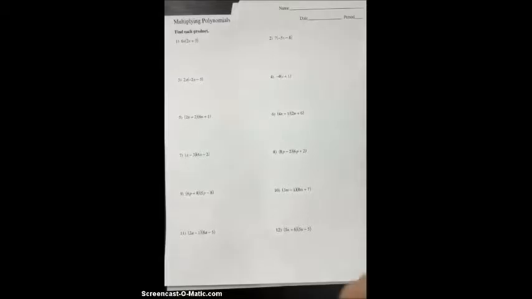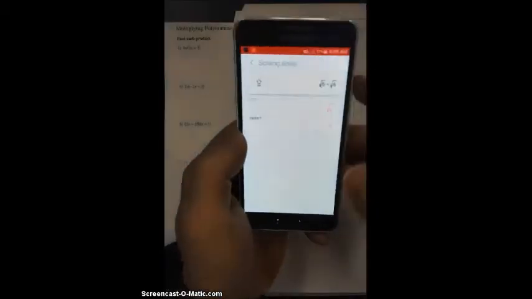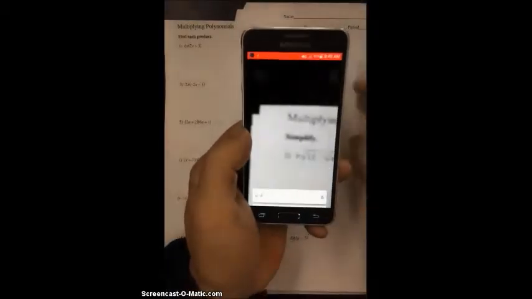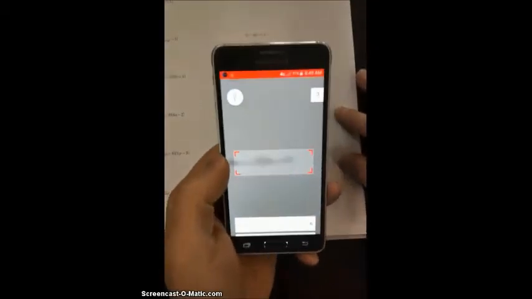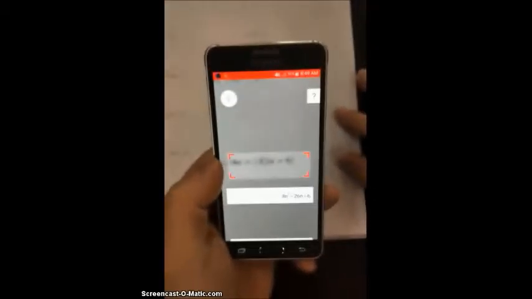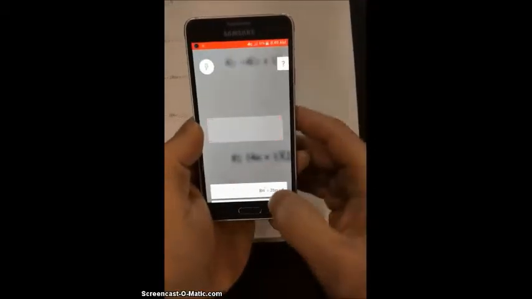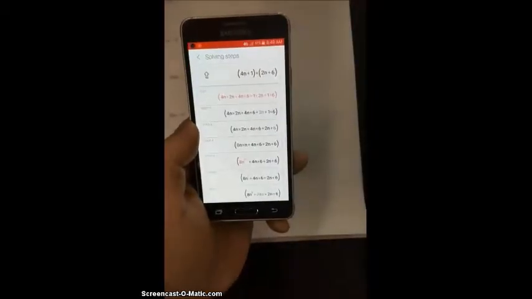It'll multiply polynomials. Let's see. Let's go back, and let's try this one. I hope you can see it. There you go. There's the solution, and there are all the steps to solve the problem.